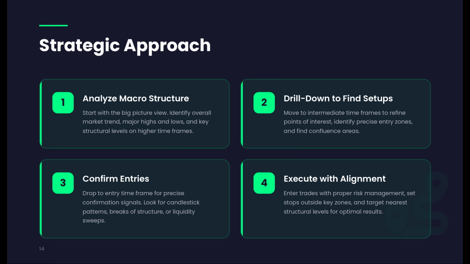Maybe there's a smaller order block nested within the larger one. Perhaps there's a fair value gap that provides additional confluence. You're essentially taking that rather broad higher time frame analysis and sharpening it, making it actionable. It's rather like using a telescope. First, you spot the general area where you want to look, then you adjust the focus to see the details more clearly. Step 3. Confirm entries on granular levels.